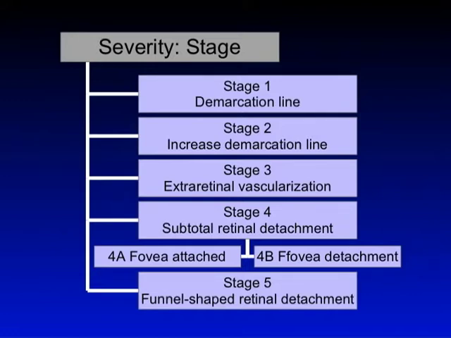Stage 4A is subtotal retinal detachment with the fovea attached, and 4B with the fovea detached, and stage 5 is a total retinal detachment that can be open anteriorly or posteriorly, or open posteriorly but anteriorly closed.